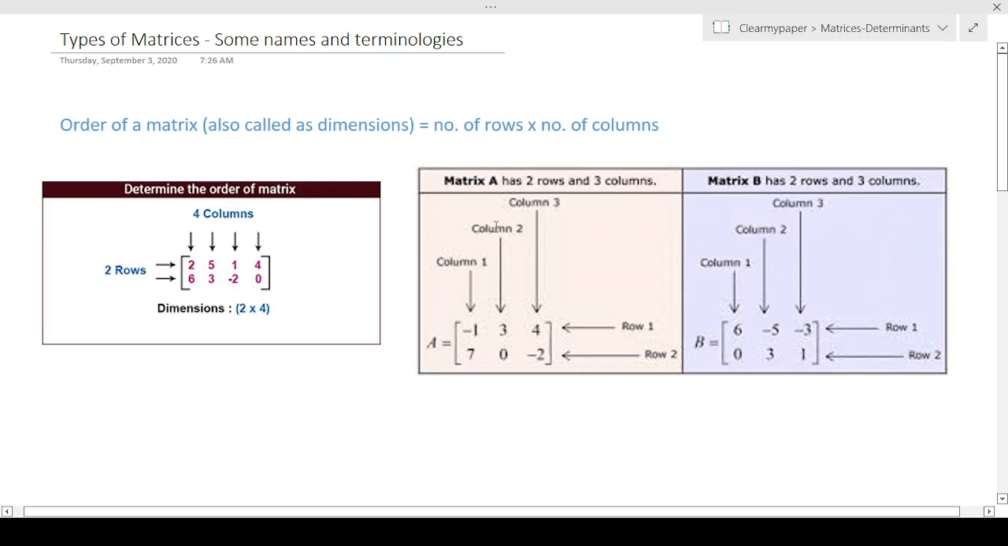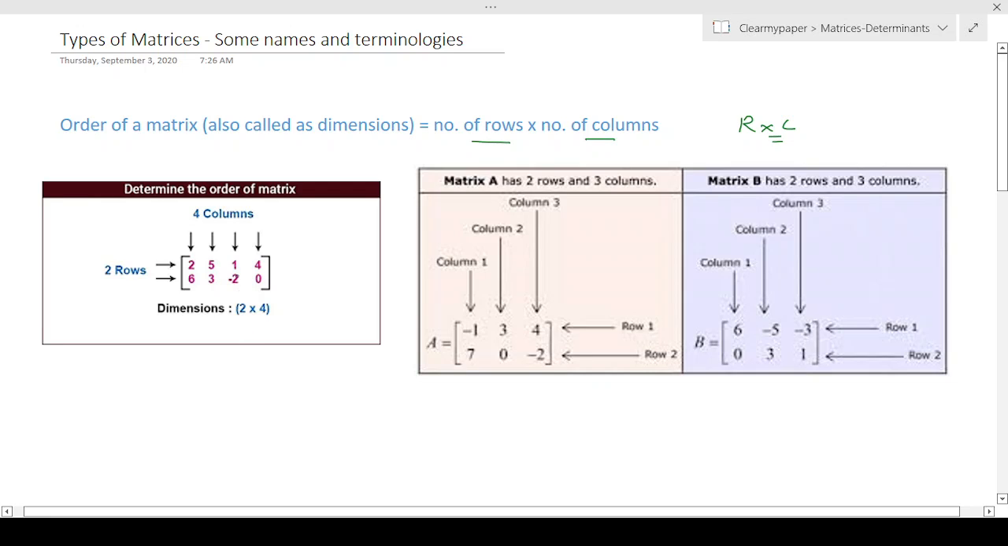All right, some of the things we already covered, but let's have a quick recap. The first thing is the order of a matrix, also called the dimension. What does it mean? The order of the matrix is how many rows the matrix has, followed by the columns. The first is the rows and the second is the columns. Rows multiplied by columns, that's what the order of the matrix is.